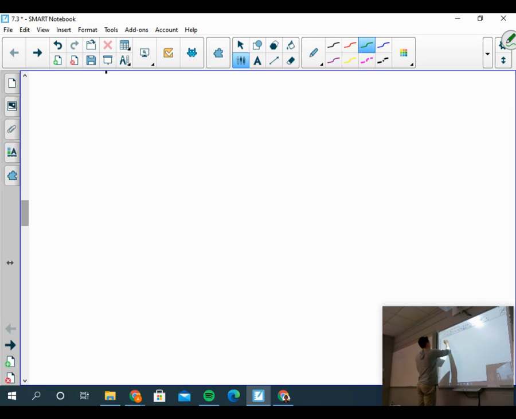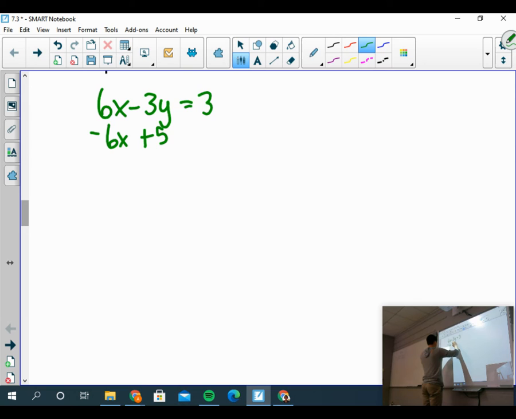Let's do 6x minus 3y equals 3, and negative 6x plus 5y equals 3. And you'll notice I already went ahead and stacked my equations. I would recommend automatically stacking your equations if you're ever thinking about doing elimination. Stacking them is just going to make them a little bit easier. And I think visually it's easier to see what variable will make sense to eliminate, kind of like how I showed you in the last problem.